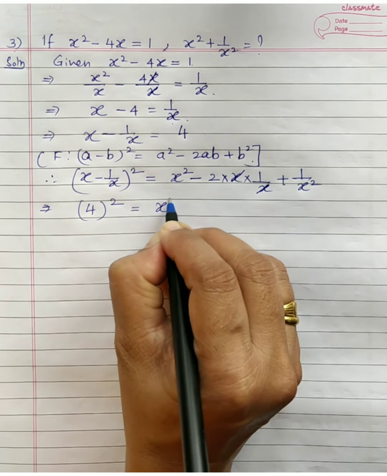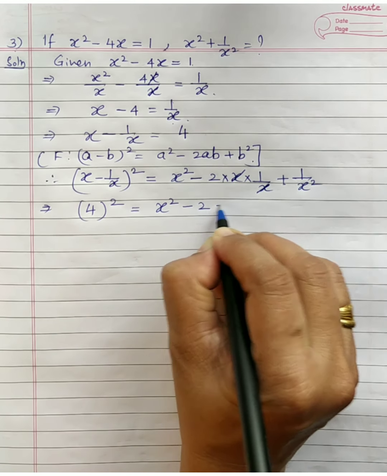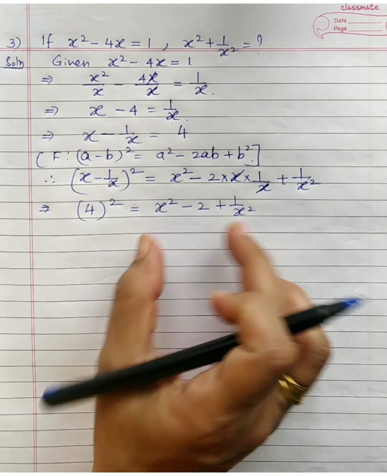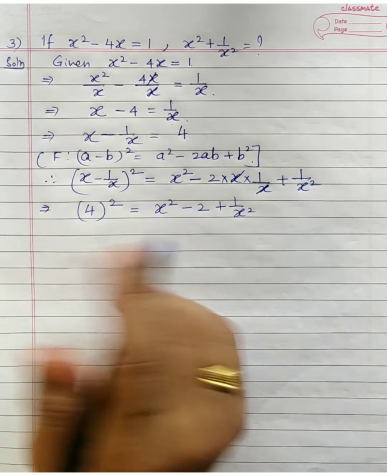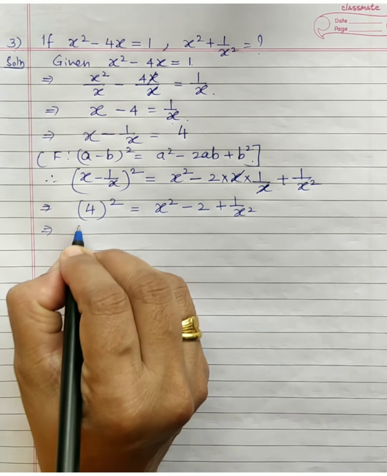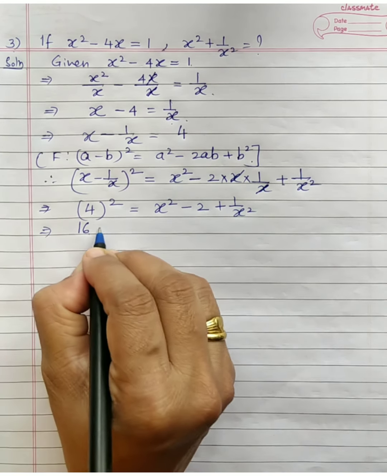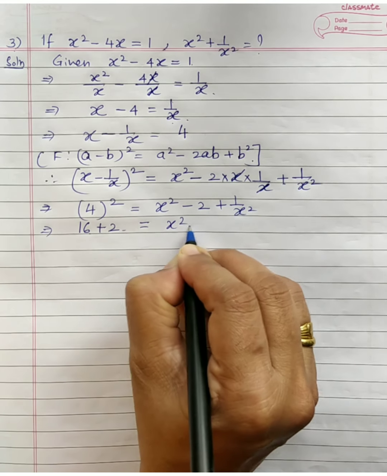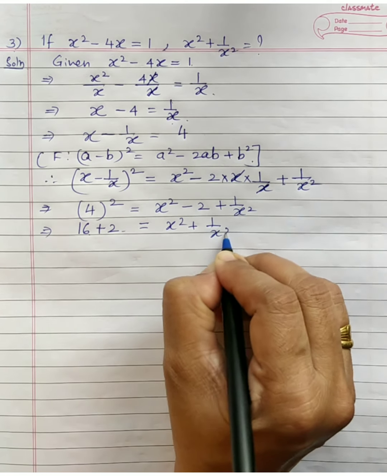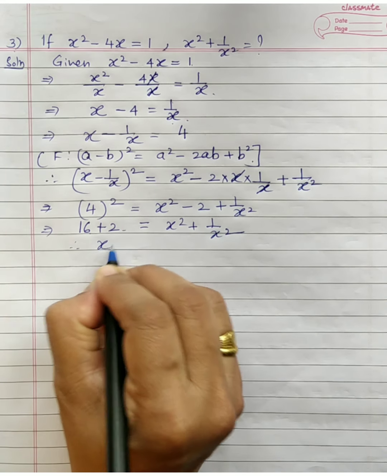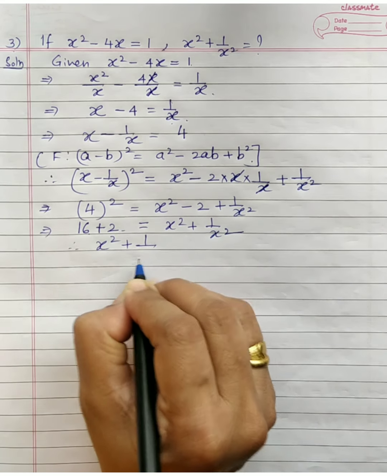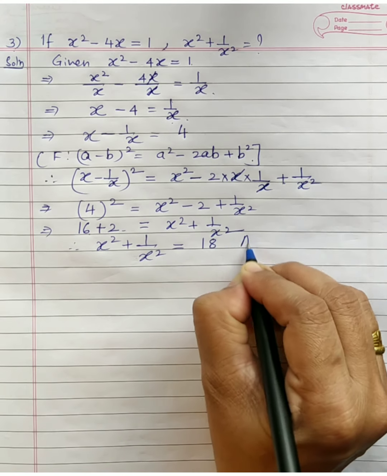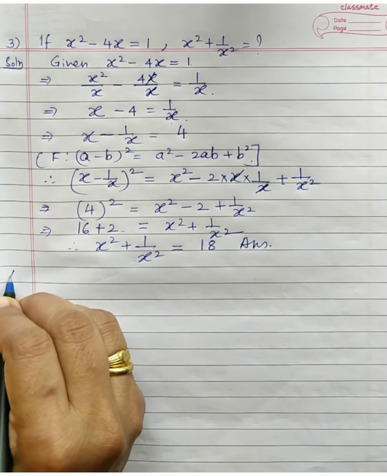Here what you have got? X square minus 2 plus 1 upon x square. What you need to find? X square plus 1 upon x square. Shift minus 2 to the left hand side. 4 square is what? 16. Minus 2 brought here, plus 2 equals x square plus 1 upon x square. So you have got your answer. X square plus 1 upon x square is equal to 16 plus 2, 18, right?